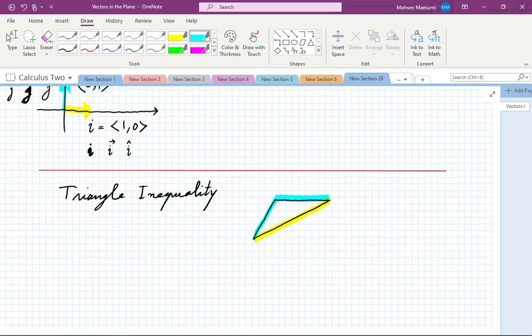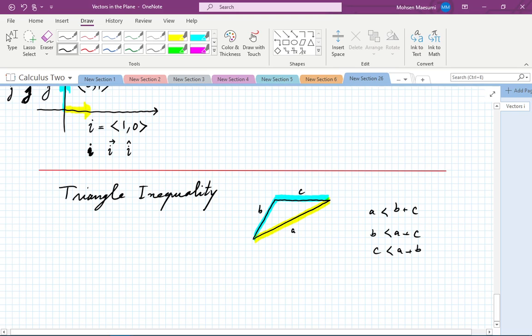What we are saying is that if I have a triangle with sides A, B, C, then A is less than B plus C. And the same thing applies to all of them. B is less than A plus C, and C is less than A plus B, and so on. Triangle inequality refers to this.